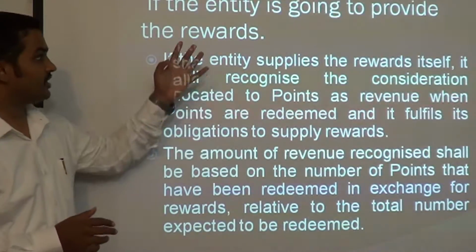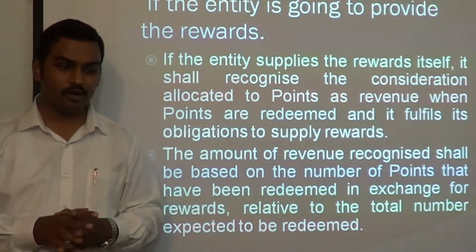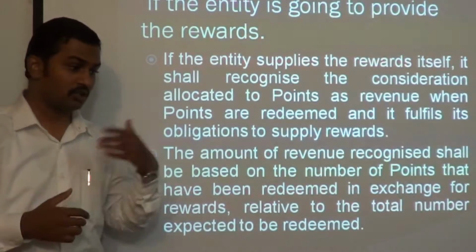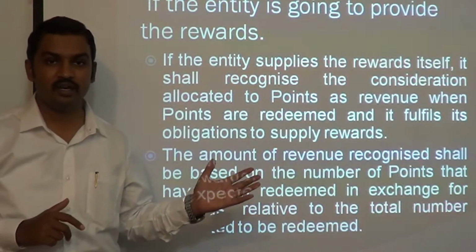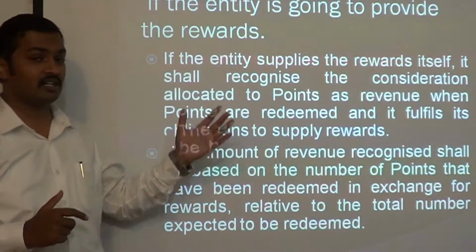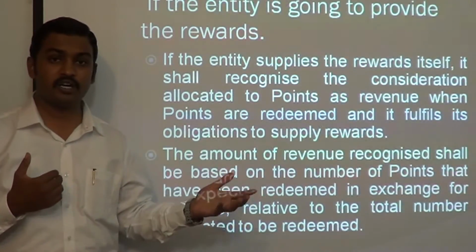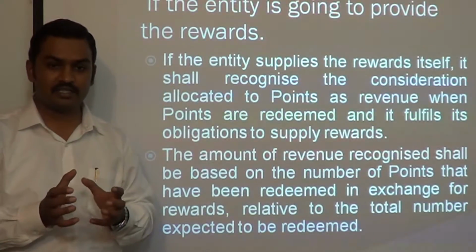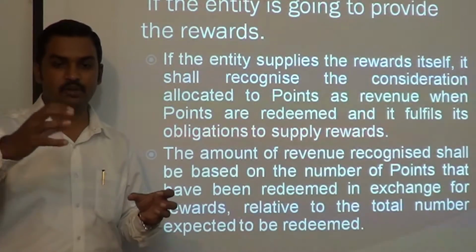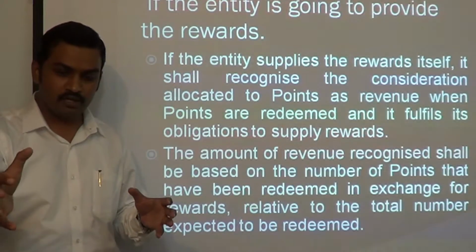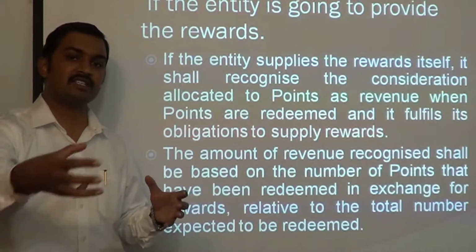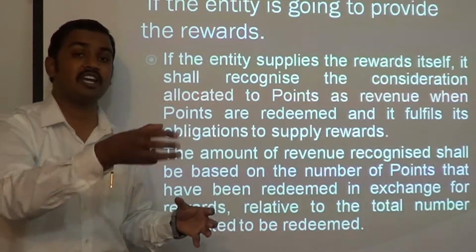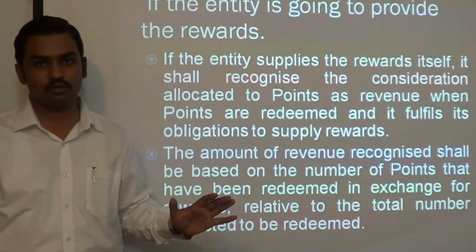Now, if the entity is going to provide the rewards, see, I told you the loyalty program can be operated in two ways. One, I provide the rewards in exchange for the points, or a third party provides the reward in exchange for the points. So suppose the entity has decided that it is going to provide the rewards. Reward is what you get in exchange of those points. So in such cases, when the sale transaction takes place, a portion of the sale transaction should be allocated to these points. The fair value of these points will be taken as deferred revenue, and in future when the points are redeemed in exchange for goods and services, it can be booked as income. So this is the accounting treatment we are going to follow.